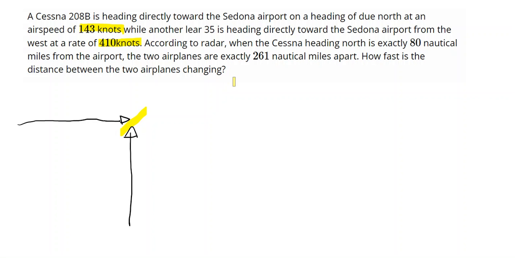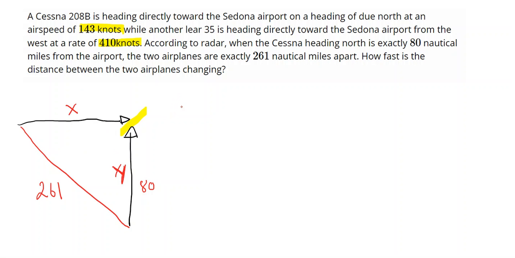According to the radar, when the Cessna heading north is exactly 80 nautical miles from the airport, the two airplanes are 261 nautical miles apart. Well, that would be this distance right here, 261. Because this is a vertical distance, let's call this Y. And then let's call this distance X.